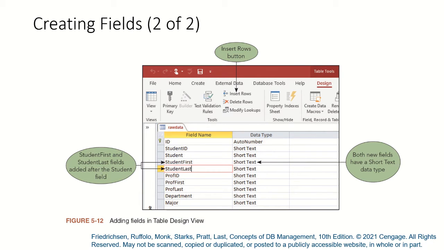You can see here, in this figure 5-12 shows the table design view of the raw data table with two new short text fields named student first and student last, which were inserted immediately after the student field.